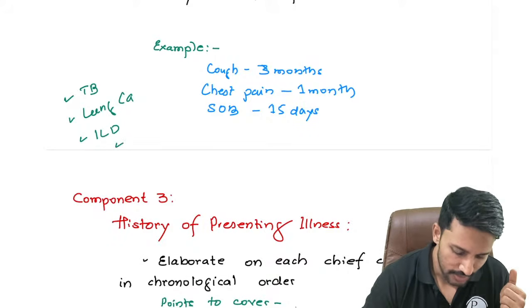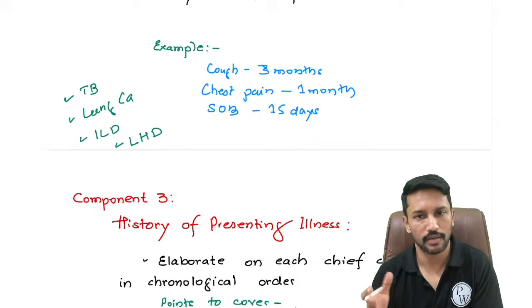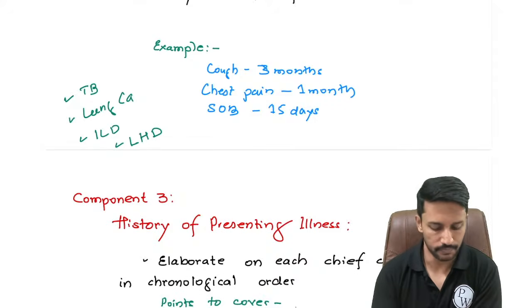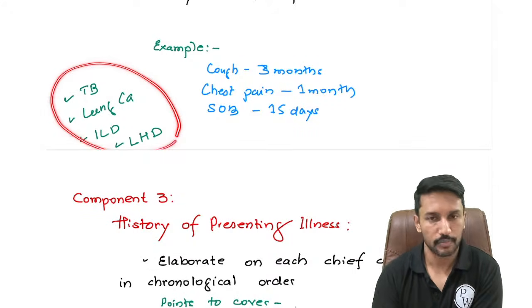So chronic heart failure, mitral stenosis, all of those. I will just put it simply as left heart disease. Whether it is left heart failure, mitral stenosis, or any of the valvular diseases, all of them can also present with these complaints. So these are my differential diagnoses at the end of the chief complaints.